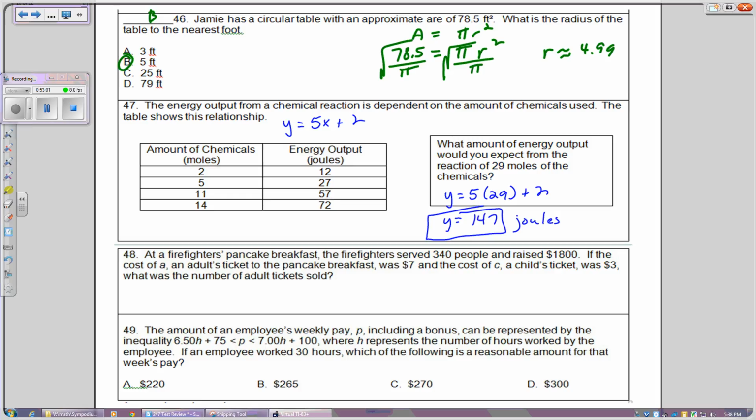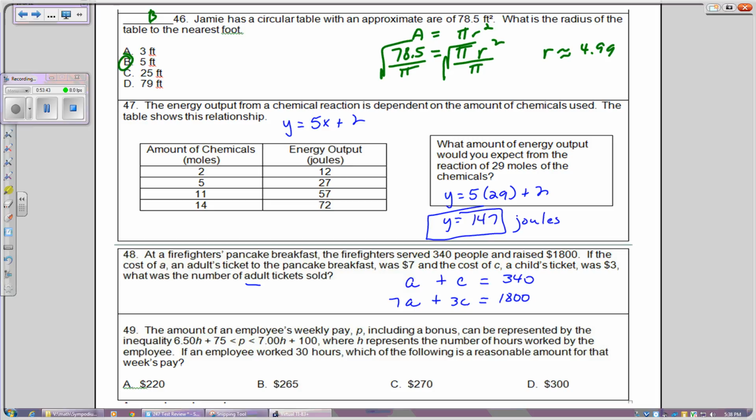Okay, 48. A firefighter's pancake breakfast. We served 340 people and raised $1,800. So that's two answers. If the cost of an adult, so we know that it's going to be adult plus children equals 340 people served. Then we need prices. If the cost of an adult is 7 times an adult plus 3 for a child should equal $1,800. And they want to know the adult tickets sold.